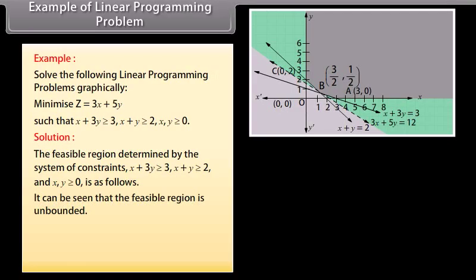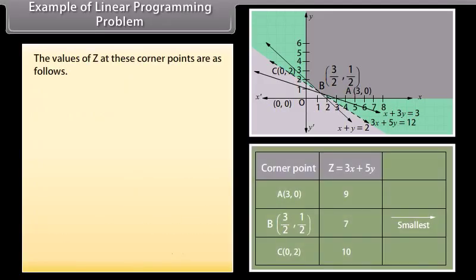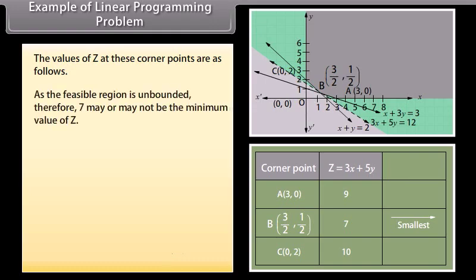It can be seen that the feasible region is unbounded. The corner points of the feasible region are A(3, 0), B(3/2, 1/2), and C(0, 2). The values of z at these corner points are as follows. As the feasible region is unbounded, therefore 7 may or may not be the minimum value of z.